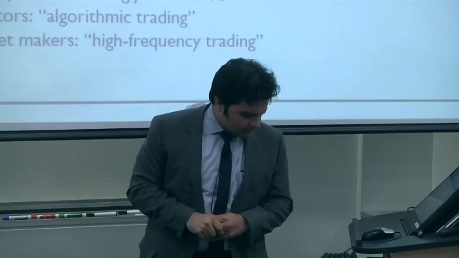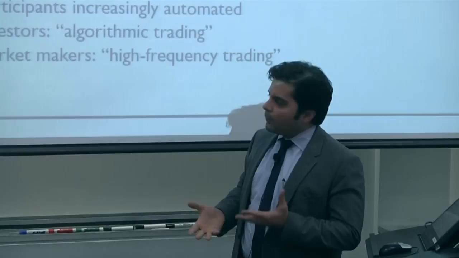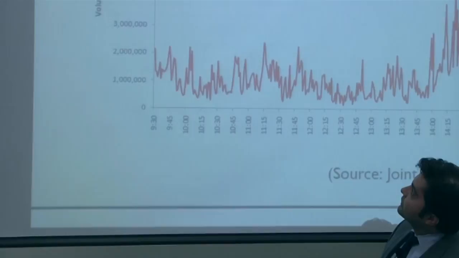But the overall effect of this is that the world is much more complicated than it was before, right? And the interactions between an algorithmic trader and a high-frequency trader and so on are difficult to predict. And in fact, you get things like this. So this picture, probably you've seen. This is the famous flash crash of May 6, 2010.